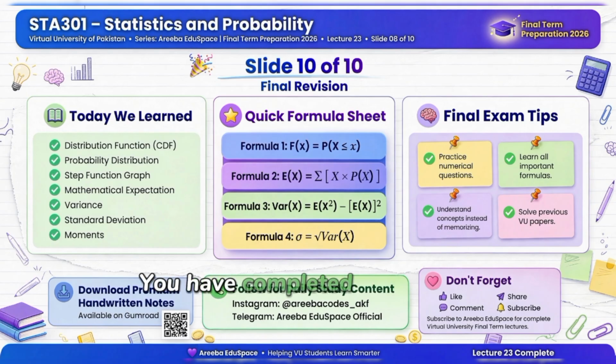Congratulations! You have completed Lecture 23. Today we learned distribution function, probability distribution, CDF, graphical representation, expected value, variance, standard deviation, and moments. Before your exam, practice these formulas, solve numerical questions, and revise previous virtual university papers. The more you practice, the easier statistics becomes.